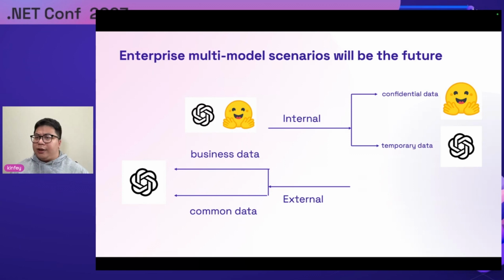We cannot focus only on OpenAI. We may use Hugging Face. Externally, there may be some business data. We need to use Hugging Face data models to help us, and common data. Many enterprises worry that the data is not safe, and about other security things. So enterprise multiple-model scenarios will be in the future. Enterprises will choose more models in their business scenarios.